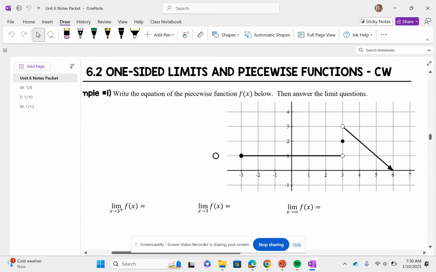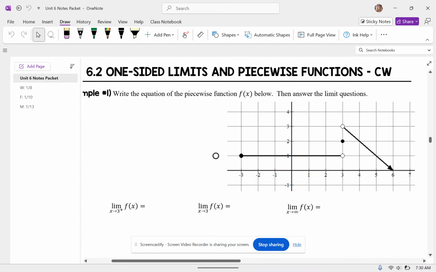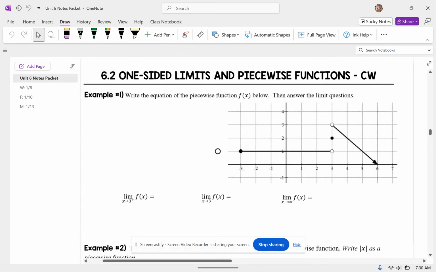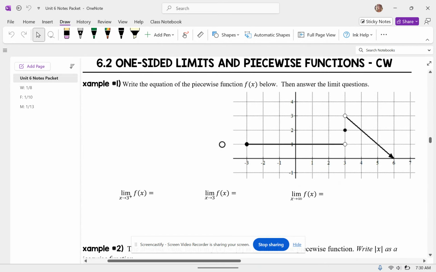So, write the equation of the piecewise function f of x below, then answer the limit questions. Okay, so how would we write the equation of a piecewise function? Well, first, what is this guy's name? He's f of x, right? And then we've got a bracket. How many pieces are here? 3. Good job. It looks like just 2, but there's a dot, right?